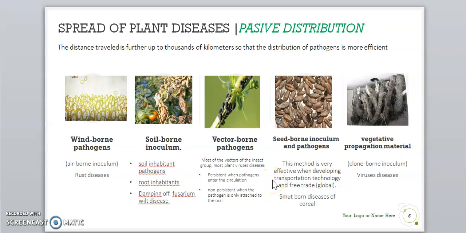And then the fourth is the seed-borne inoculum and pathogen. You see there is a black of the cereal. This is the seed-borne pathogen. Usually it spreads from one country to another country. This method is very effective with developing transportation technology and the global free trade condition of this time.